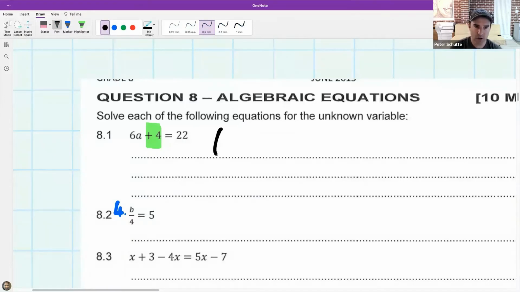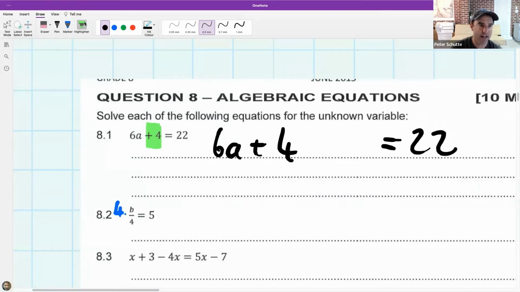So what I'm going to do with 8.1 is, the thing in life that is giving me a headache is this +4. So you know what we do with a headache? We take a grandpa headache powder, or maybe, I don't know, maybe you don't. But anyway, that's my analogy.